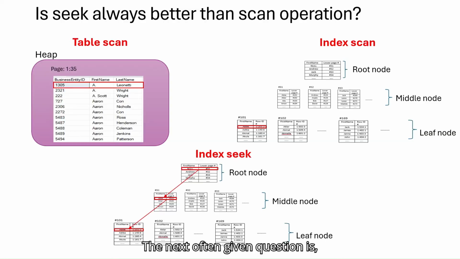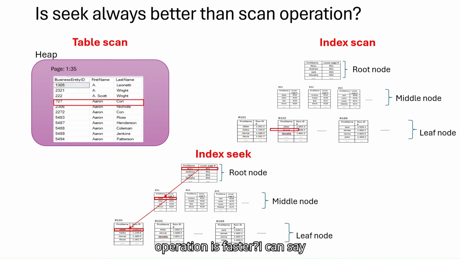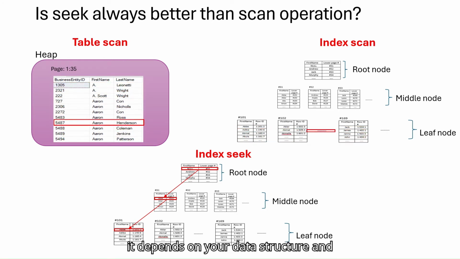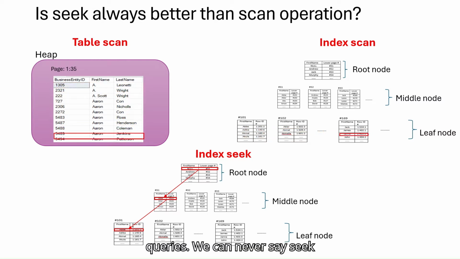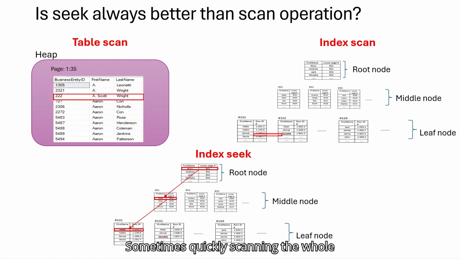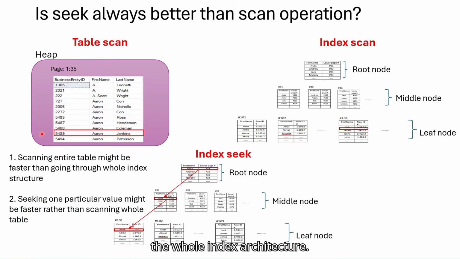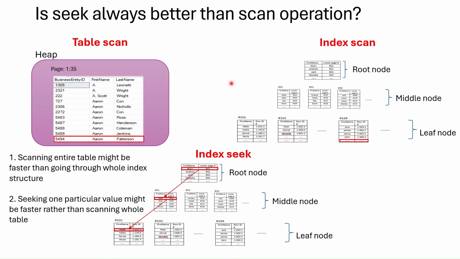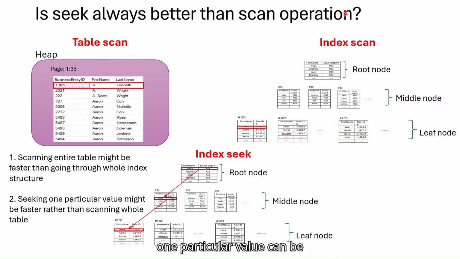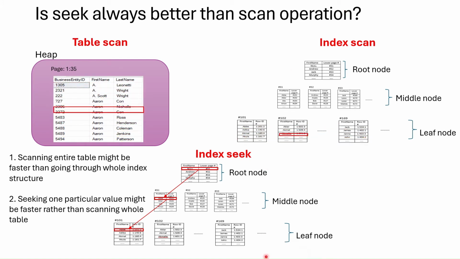The next often asked question is, is seek always better than scan? Which operation is faster? I can say it depends on your data structure and queries. We can never say seek is better than scan or index seek is better than table scan. Why? Sometimes quickly scanning the whole table might be faster than going through the whole index architecture. Or, on the other hand, sometimes seeking one particular value can be faster than scanning the whole table. Let me show you a few examples.